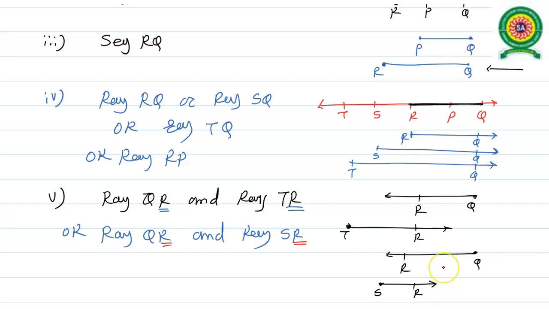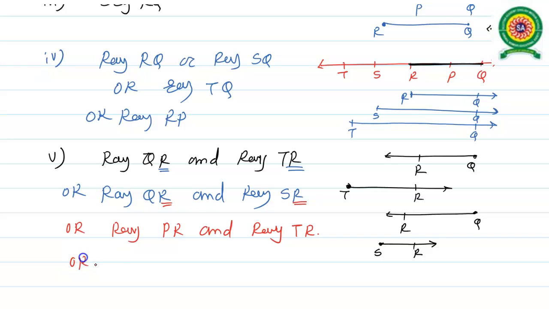Or you may have a different combination, of the form ray PR and ray either TR or SR also. So the last combination we have is ray PR and ray SR. Keep in mind here both have R as the end point and are directed in opposite directions.